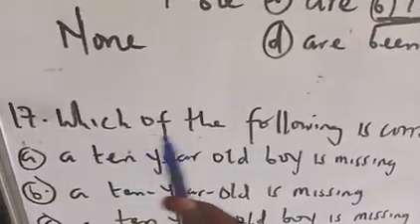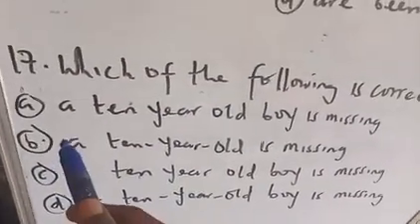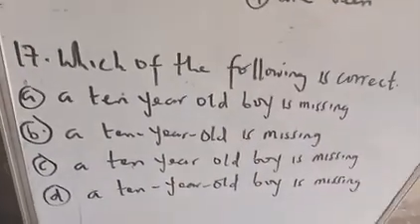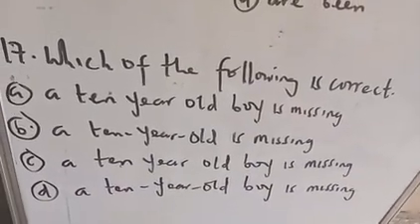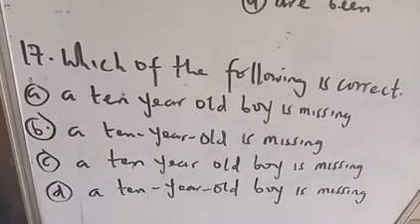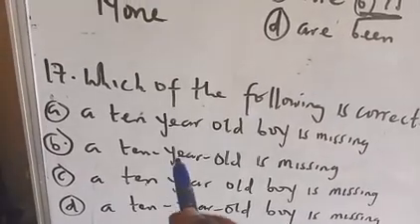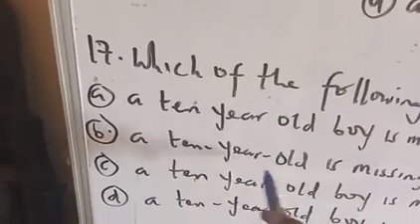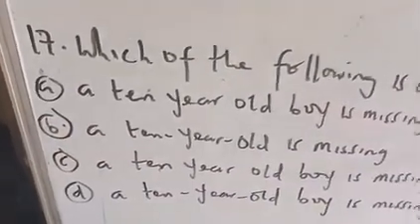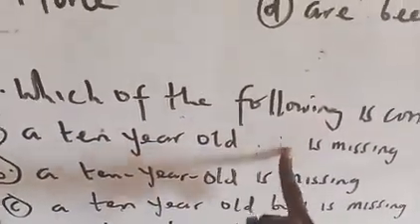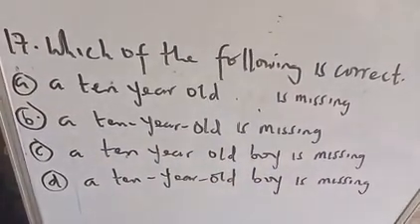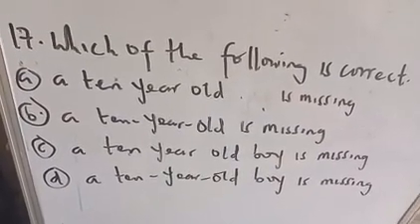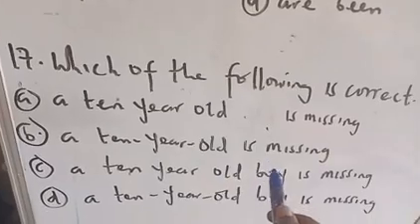Okay, now which of the following is correct? So we have: A 10-year-old boy is missing. The difference between these options is that we have hyphens in between some of them. A is: a 10-year-old is missing. B is: a 10-year-old boy is missing, and the difference between A and B is that there's a hyphen in one and no hyphen in the other.